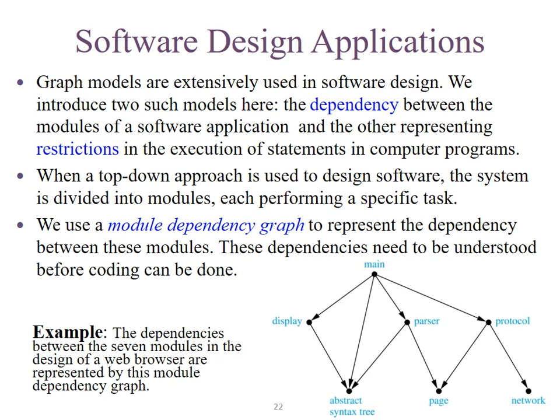All right. We also have software design applications. For example, we can have module dependency graph. When you build a system, you have the main program, and you have different sub-modules, such as display module, parser module, and protocol modules. For each module, we have different functions. For example, pages or networks. So in this case, we can see in order to extract the correct syntax tree, we need the custom module. So we call this module dependency graph.